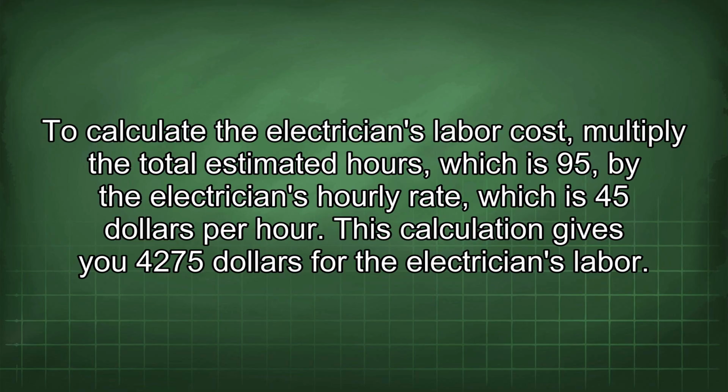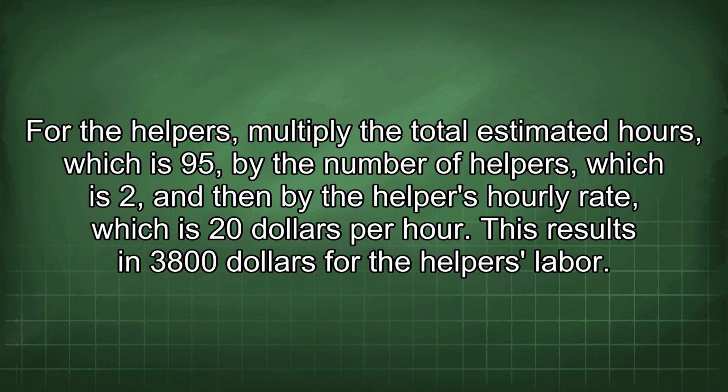To calculate the electrician's labor cost, multiply the total estimated hours, which is 95, by the electrician's hourly rate, which is $45 per hour. This calculation gives you $4,275 for the electrician's labor. For the helpers, multiply the total estimated hours, which is 95, by the number of helpers, which is 2, and then by the helper's hourly rate, which is $20 per hour. This results in $3,800 for the helper's labor.